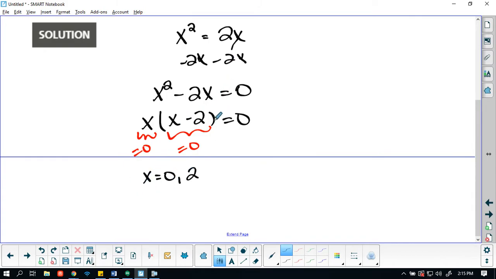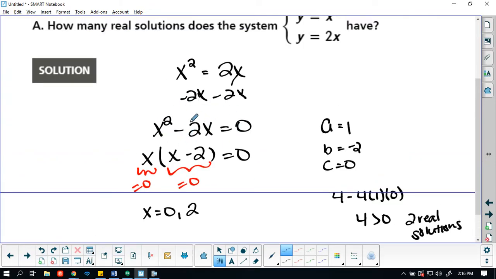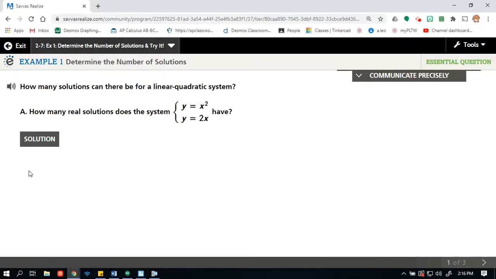You could have also done the discriminant. We've talked about that before, and we'll use it for the next example, where a is equal to 1, b is equal to -2, and c is equal to 0. And we would get 4 minus 4 times 1 times 0, which would be 4, which is greater than 0, so that's 2 real solutions. So you could have done it that way as well. But you would have to get it into this format first.